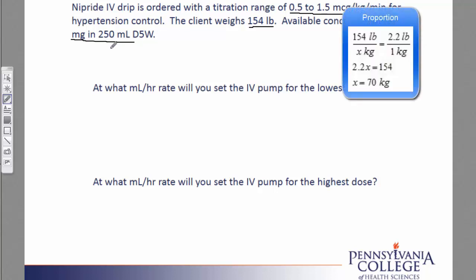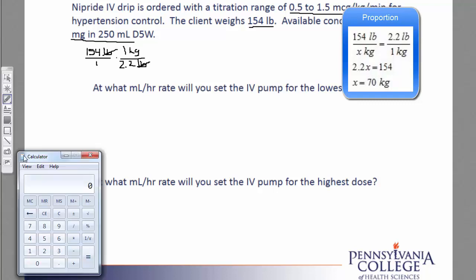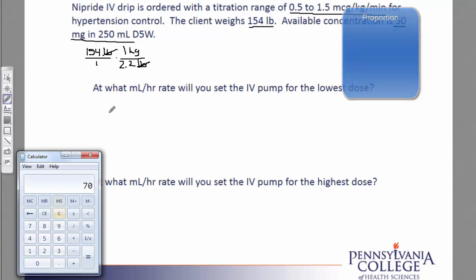So we take our patient's weight, 154 pounds, and we multiply by 2.2 pounds per 1 kilogram, and our pounds cancels. Next we go to our calculator, and I take 154, divide it by 2.2, and I come out with an even 70 kilograms.